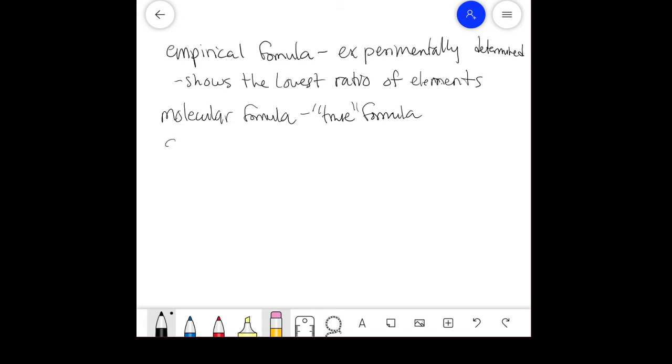So an example is glucose. The formula of glucose, its real formula, its molecular formula, is C6H12O6. That is, if you find glucose, this is its formula. But if you were getting the empirical formula of glucose, you would get CH2O, because that's the lowest ratio glucose is. For every carbon, there's 2 hydrogens, 1 oxygen. It's not its true formula, but that's the ratio.